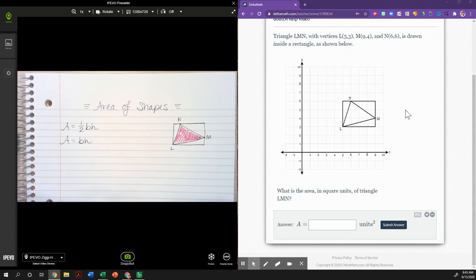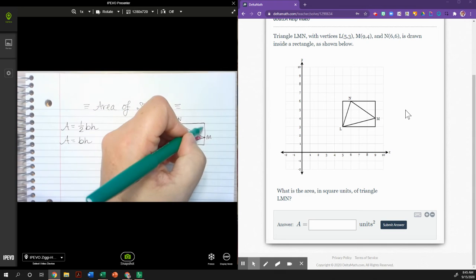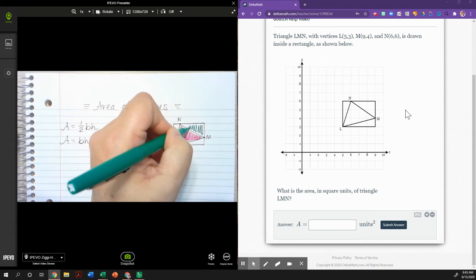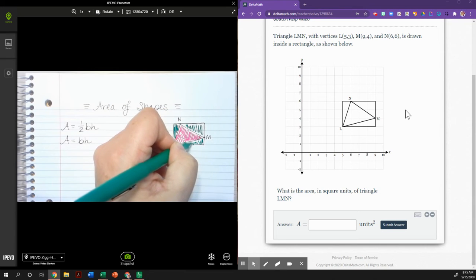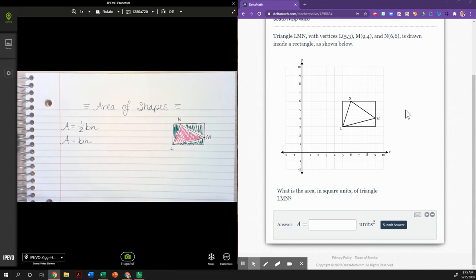okay, which is base times height. And then what we're going to do is find the area of all of these triangles right here, whose sides are straight up and down and are going to allow us to subtract, okay? All right, so now I'm going to mark up this picture. Look while I'm using this picture.